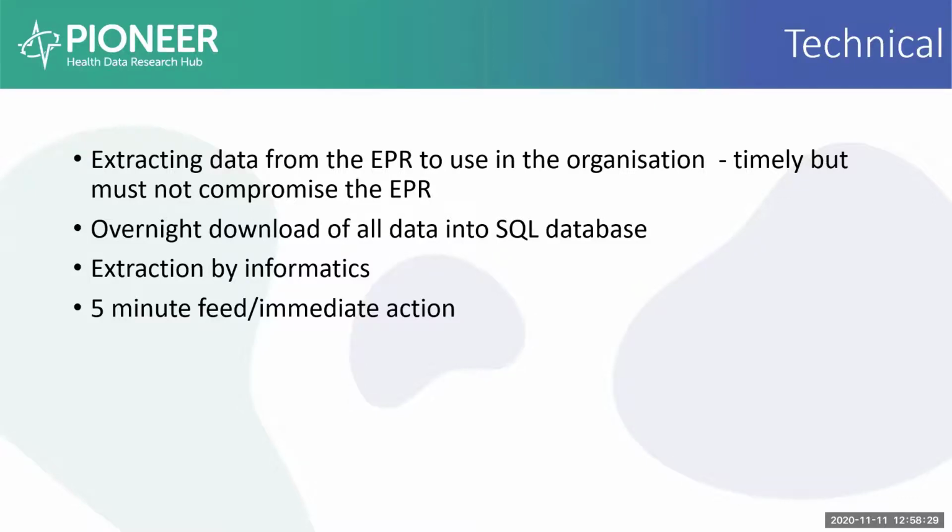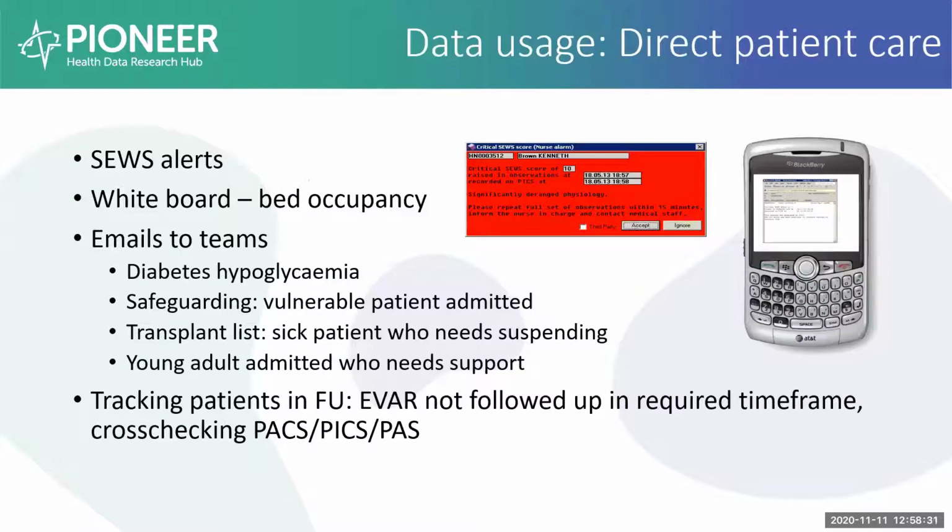Next slide, please. So for immediate action, for example, in a deteriorating patient where you need an early warning score, you can both alert within the system and send out to external devices to get emergency teams to turn up at the bedside immediately.